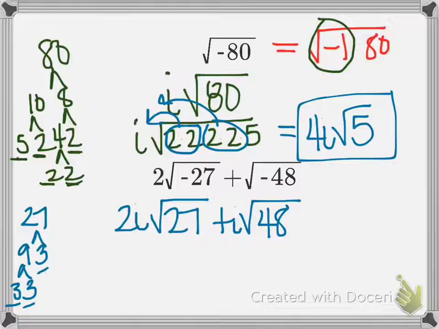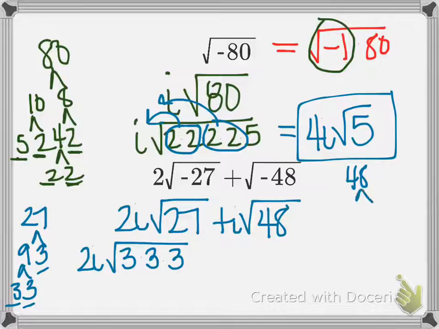Okay, so I've got 3 3's. Those are all my primes. So I have 2i square root of 3 times 3 times 3. Okay, do the same thing with 48. Over here, I'll just break it down. 4 and 12 would work. So you should end up with 4 2's and a 3.